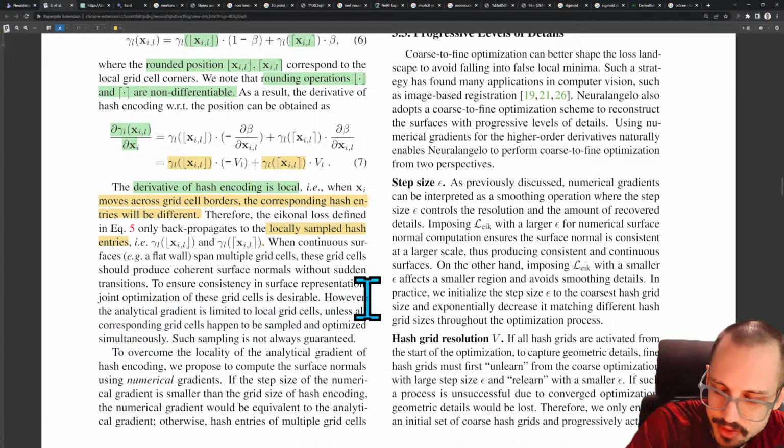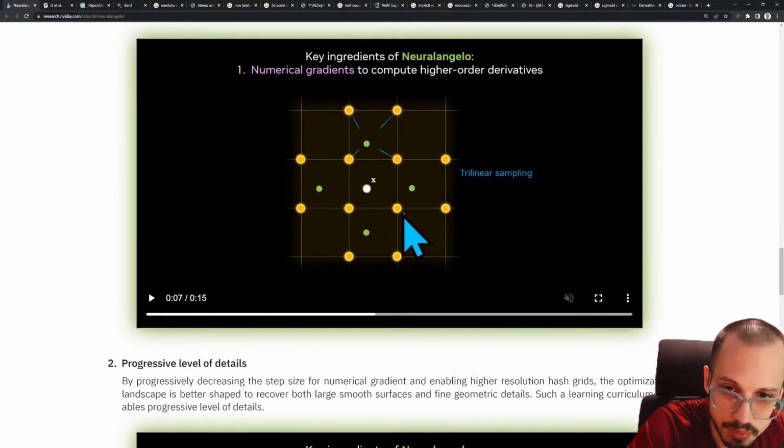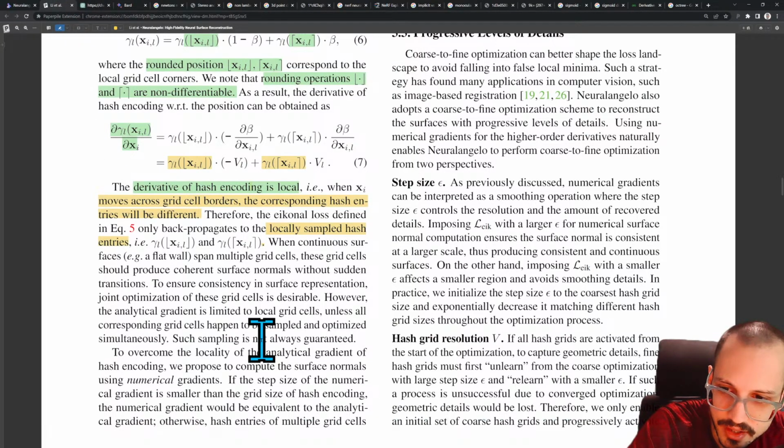I feel like my brain needs a second to parse exactly why this is not. So such sampling is not guaranteed. Really, I guess what they're saying here is that the points that you sample are not necessarily going to be in the grid cells that are right next to each other. That makes sense to me. But why would you be able to take the analytical gradient if you had all the points in all the grid cells?